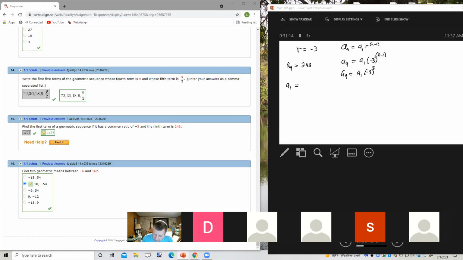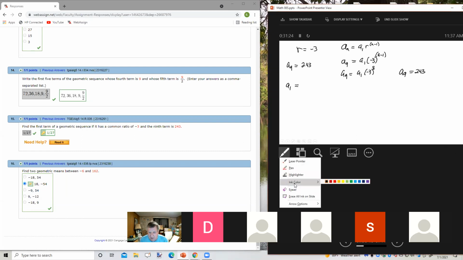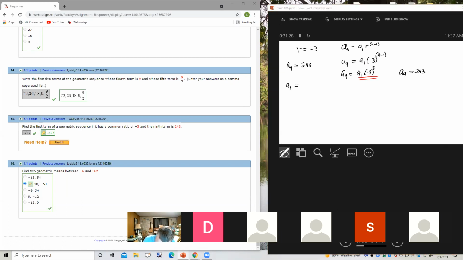Yeah. But I also know that a sub 9 equals 243. So here we go again with finding two different ways to describe the same thing. So that means this equals that. Okay?